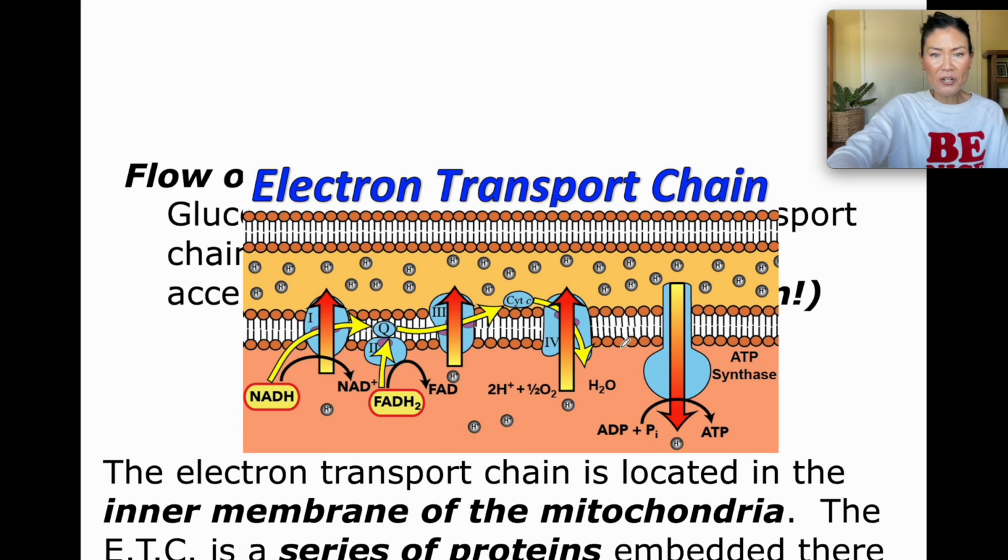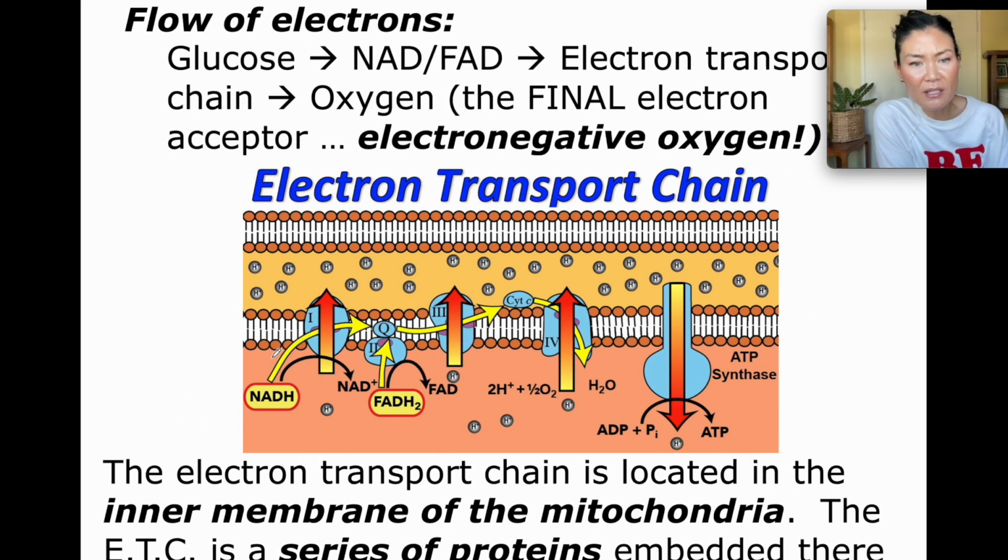So the electron transport chain, this is again what it looks like. It's embedded in the inner membrane of the mitochondria. You've got embedded proteins and enzymes in there. Okay, so the flow of electrons from glucose get moved to NAD and FAD. NAD and FAD are going to carry those electrons to the electron transport chain, and then oxygen is going to be the final electron acceptor.